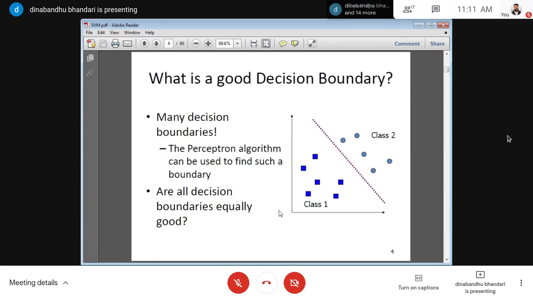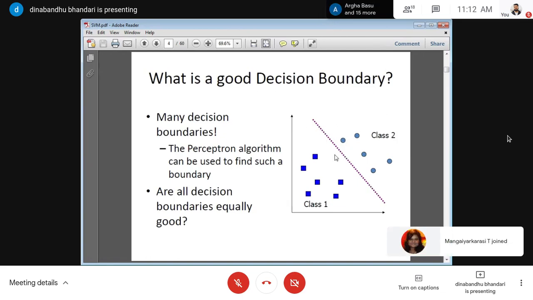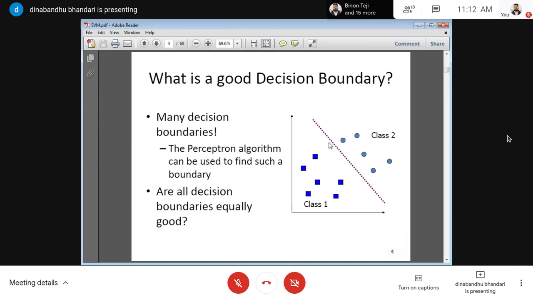Let's see some more. Now there are some boundaries, lines I am showing. Is it a good line? Because this is inclined towards this circle, this side. Now if you have a point here, we would prefer to classify that point in the circle, but this point will be classified as the rectangular side, isn't it, class? So many decision boundaries are possible. The perceptron algorithm can be used to find such a boundary. Perceptron provides one of the infinite lines in between. Are all decision boundaries equally good?